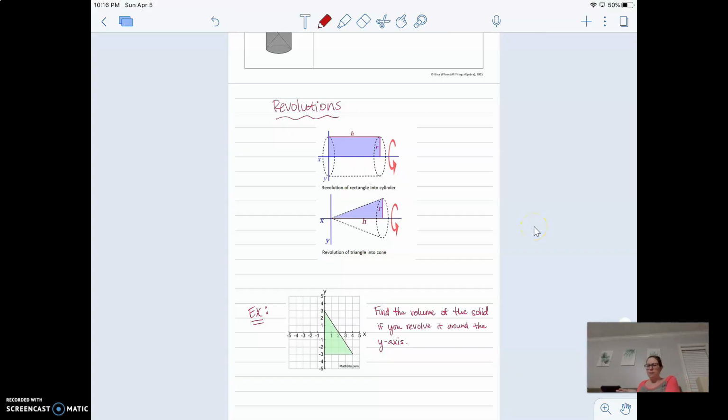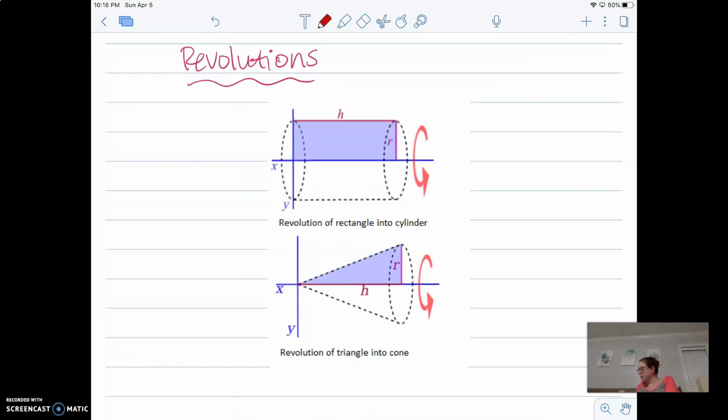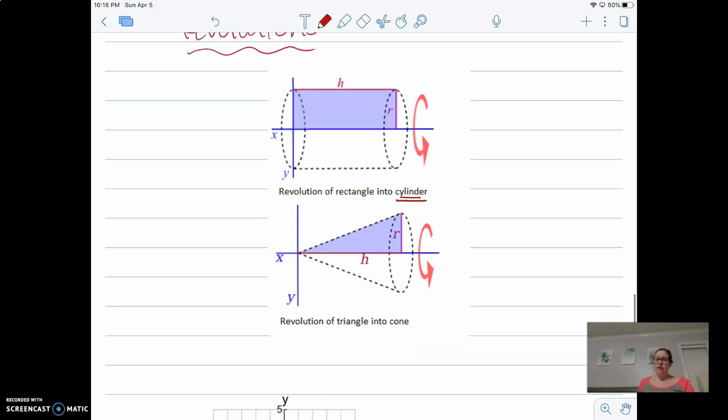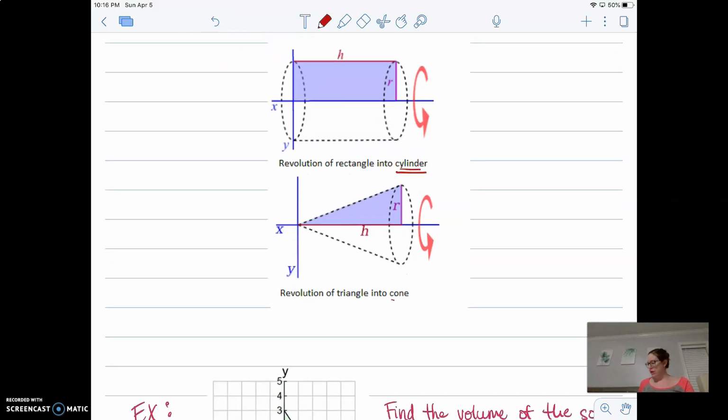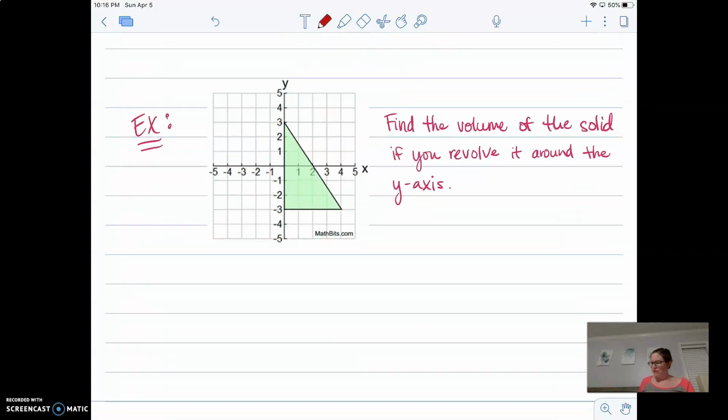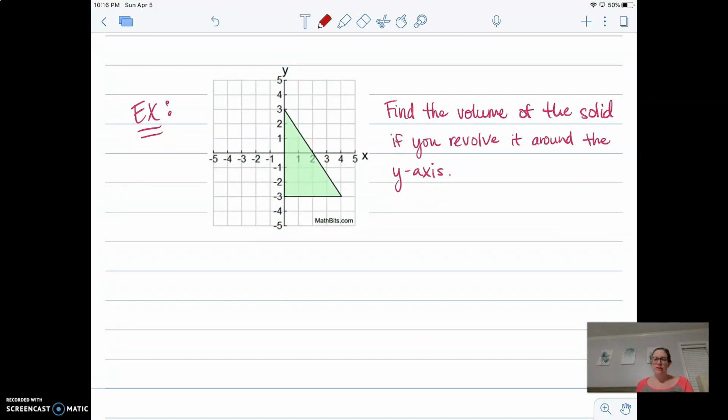Let's go to our notes. Okay. So as I said, when you rotate or revolve, it's another word they use for that, but either way, when you rotate a rectangle around an axis, you're going to create a cylinder. When you rotate a triangle around an axis, you're going to create a cone. Okay, so let me show you what that's going to look like here. We're going to do this example together. It says, find the volume of the solid if you revolve it around the y-axis. So we identify, okay, that's this one here, my y-axis.